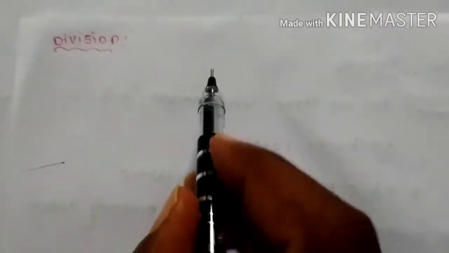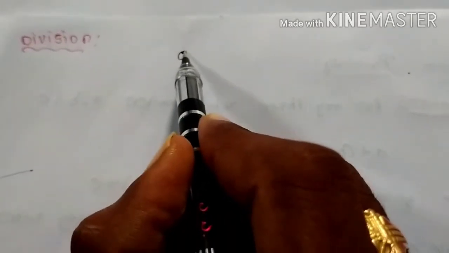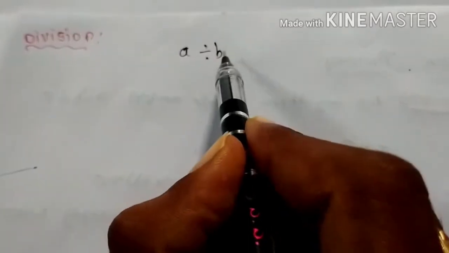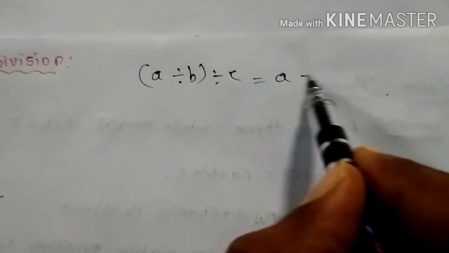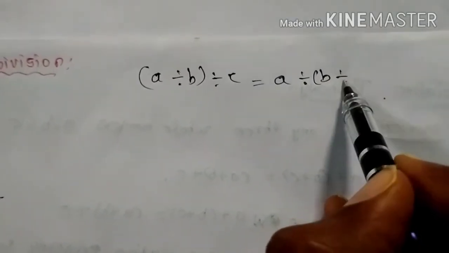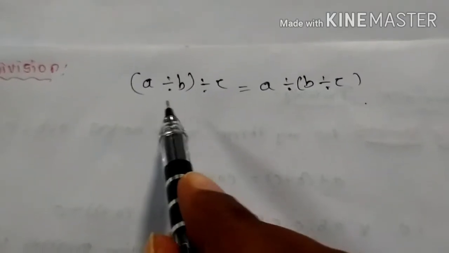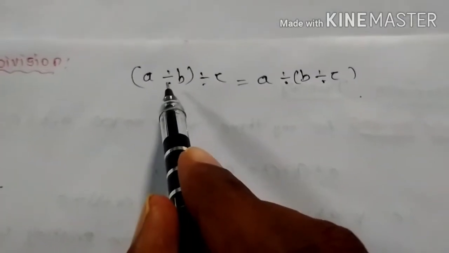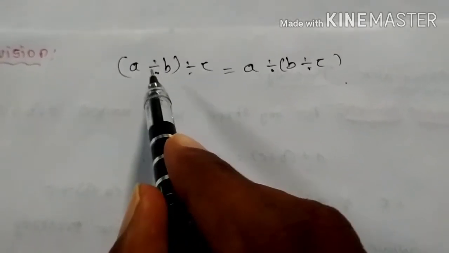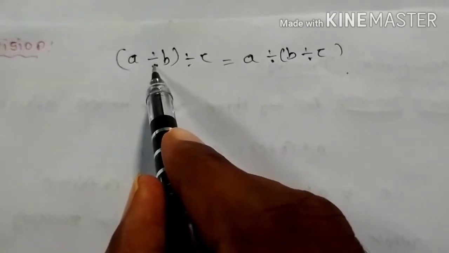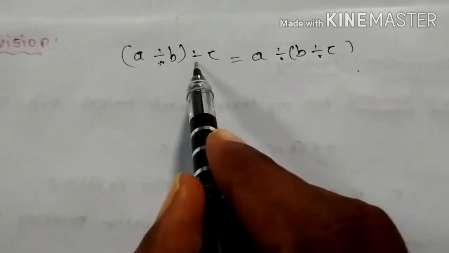In a similar way, you can check for division also. Is it possible or not? See, if you want division, you can write a division b division c is equal to a division of b division c. I have taken three numbers. Wherever plus is there, you write minus for subtraction, into for multiplication. Next, if it is division, you write the division symbol. A division b, division of c is equal to a division of b division c.